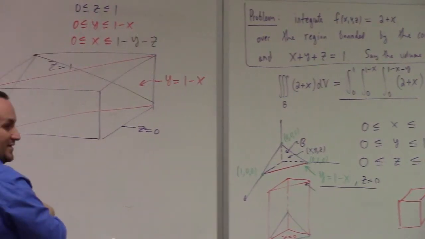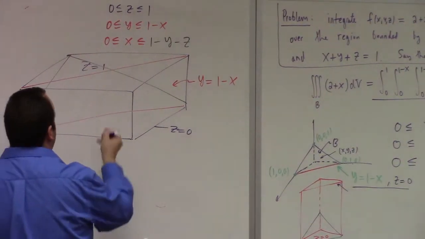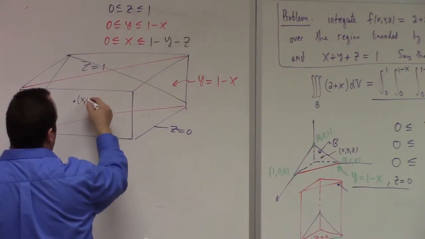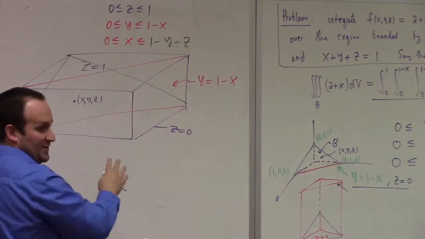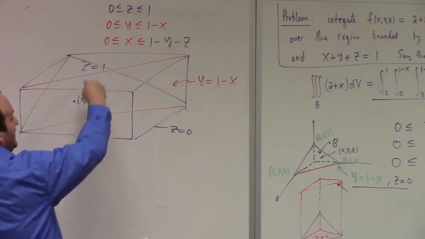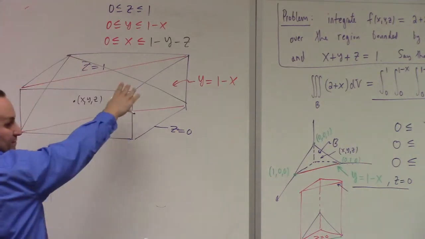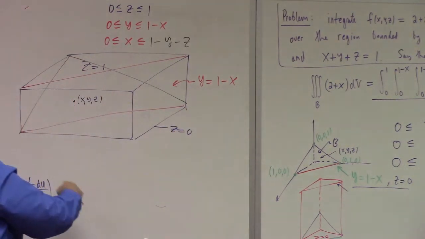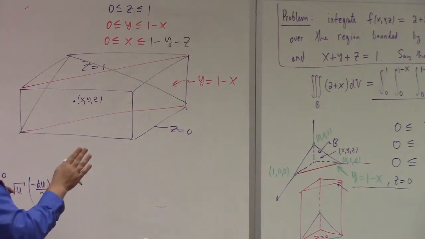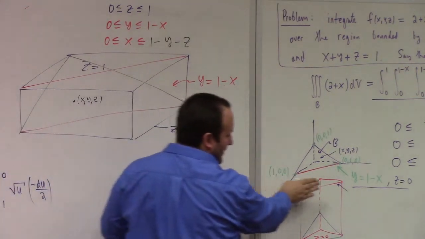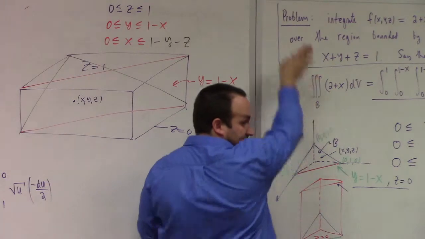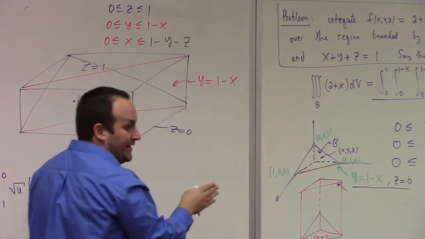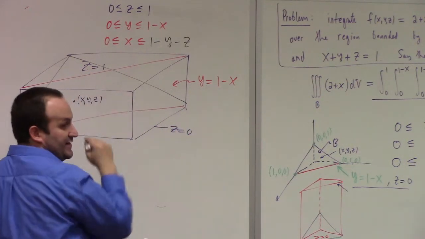I pick a point in the shape, x, y, z, right? I'm saying first that point is constrained to be between 0 and 1. That puts me in the purple region, right? Then I'm saying it has to be behind the vertical plane y equals 1 minus x. That forces y to be between 0 and 1 minus x.